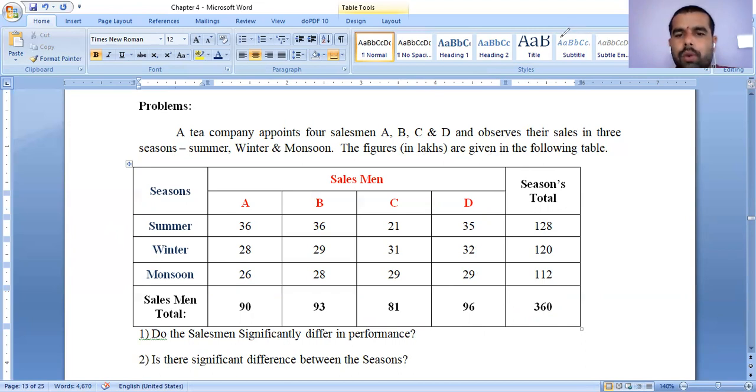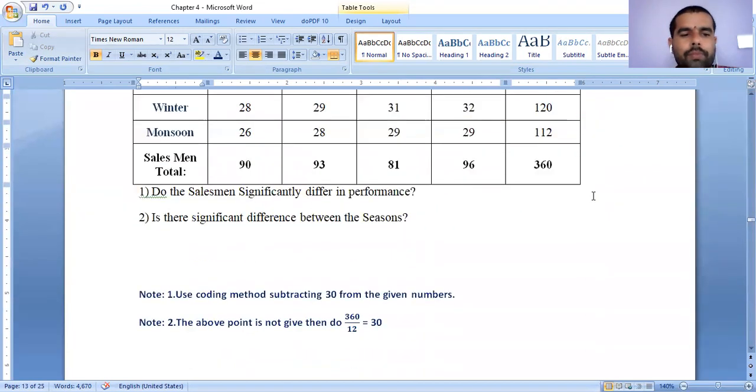Then two notes are there, note number 1 and note number 2. Observe carefully. Note number 1: use the coding method, subtracting 30 from the given numbers. Note number 2: if the above point is not given, then do 360 divided by 12 is equal to 30. Sir, what is this? You will get a doubt.